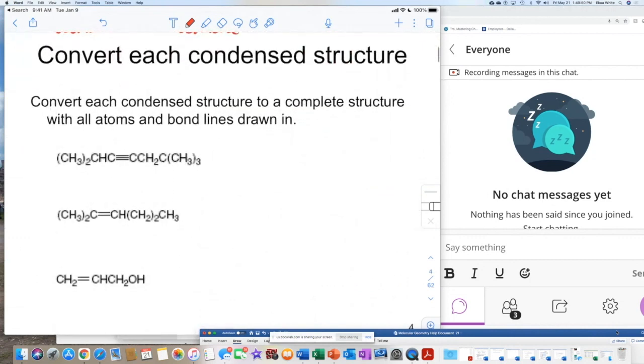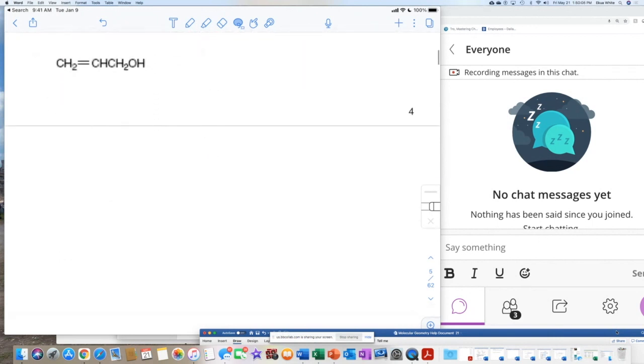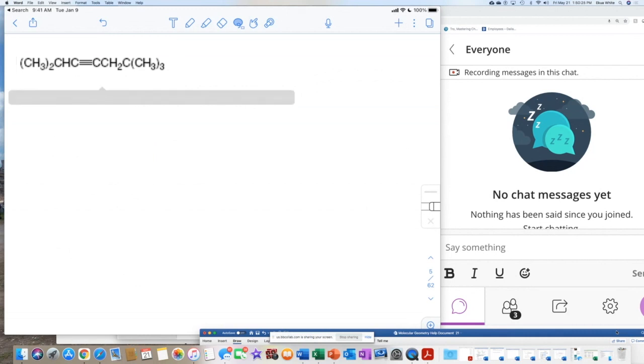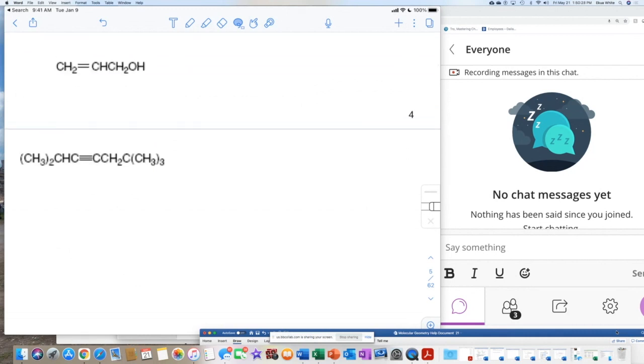Look at that. We're making more progress this time. They want us to convert each condensed structure to a complete structure with all the atoms and bonds drawn in. I can have an opinion about this: chapter 10 was the one that should have had the greatest shock factor, because you're seeing things for the first time. For chapter 11, it will be a little bit like a deja vu. We're doing what we did in chapter 10, only it applies to different kinds of molecules. Now we're trying to draw this out and show all the bonds.